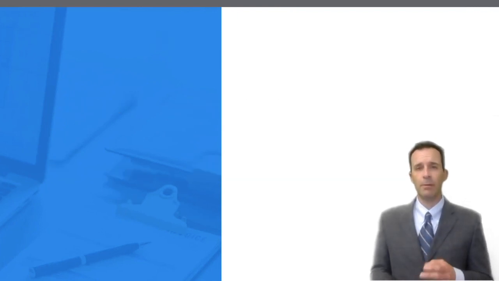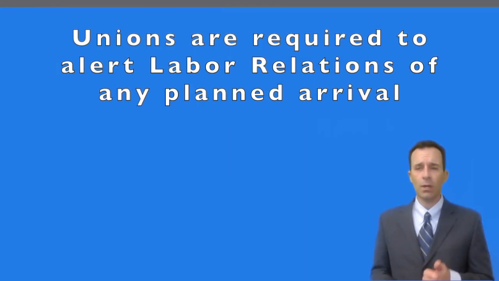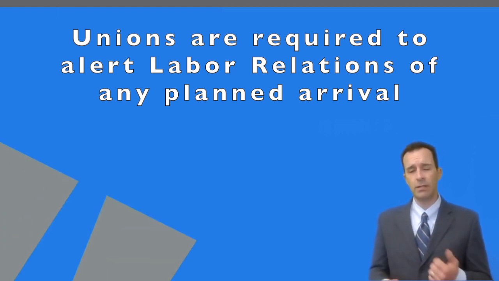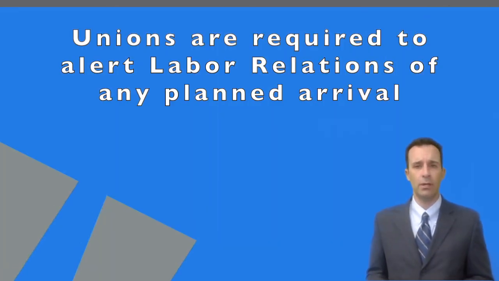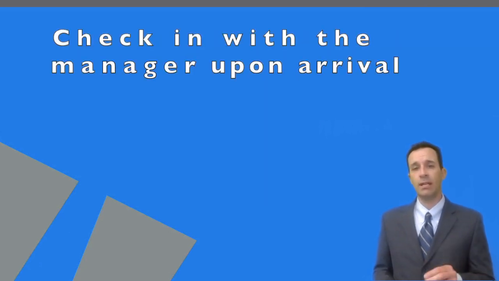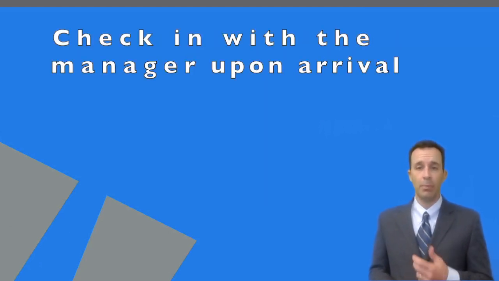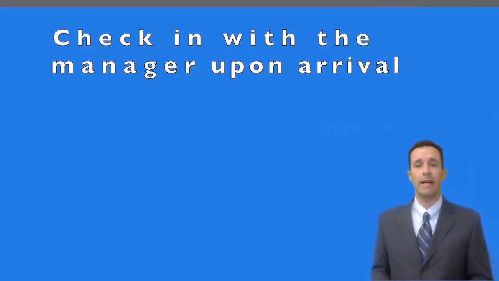Additionally, there's a couple of broad areas. Number one, the union here at San Diego, all of the unions here at UC San Diego Health and Health Sciences, are required to alert labor relations in advance of any planned arrival into the work environment. Or, if it is an unplanned event, they must check in with you, the manager, upon arrival to your unit to alert you to the fact that they are there.